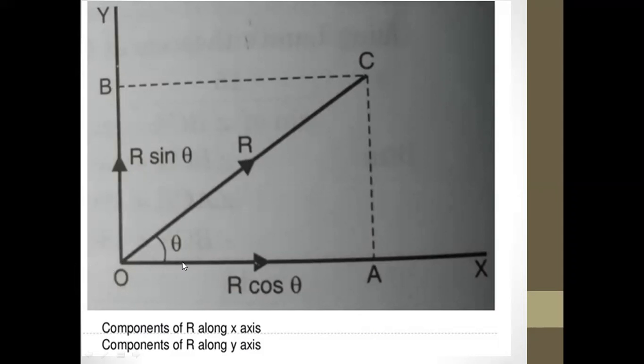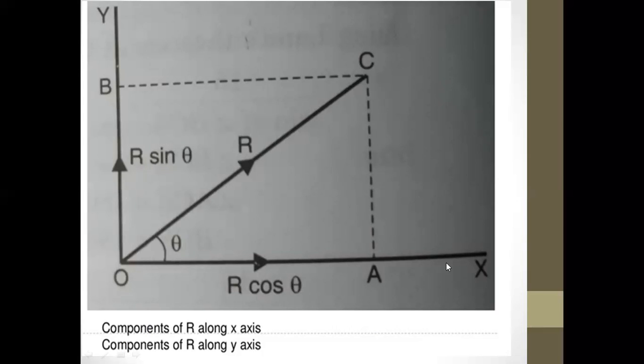If we use the sine function, we will get the opposite side, the component along the y-axis. Sine theta equals opposite over hypotenuse. Sine theta equals the component we need over the hypotenuse. So the component of R we need equals R sine theta. The component of R along the y-axis equals R sine theta.